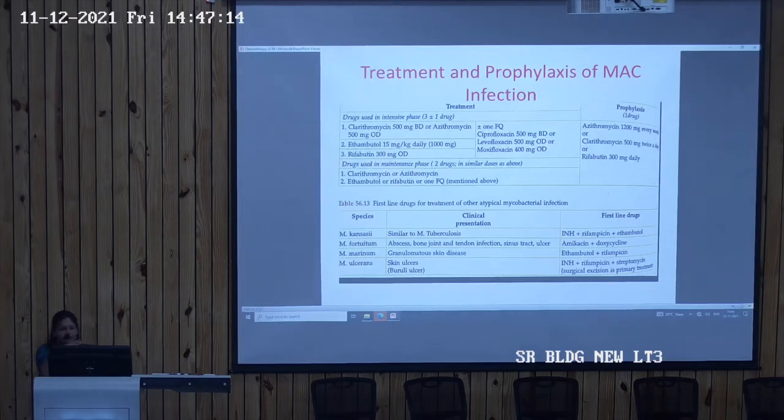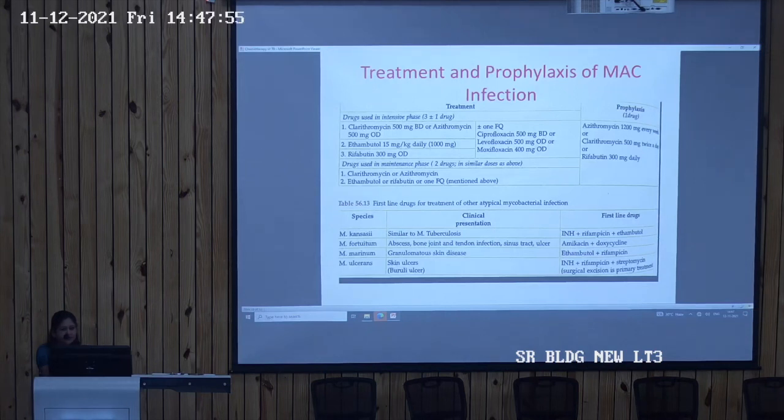So what are the 3 drugs? What can you see? What are the 3 main drugs for Mycobacterium avium complex? Clarithromycin or azithromycin. You can give 500 milligram BD or OD: azithromycin once a day, clarithromycin 500 milligram twice a day. Ethambutol at 15 milligram per kg daily, with rifabutin 300 milligram once a day. So these are the 3 main drugs.